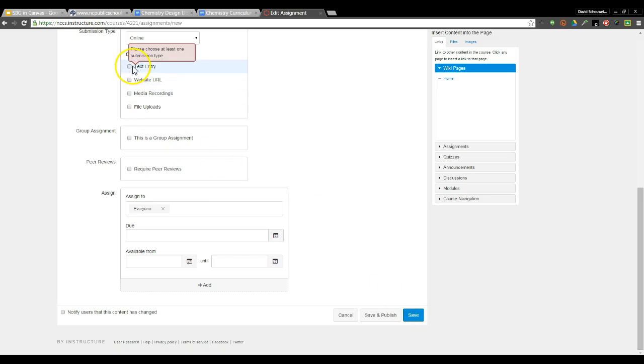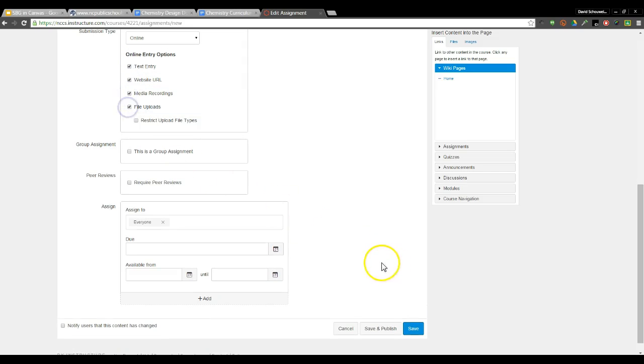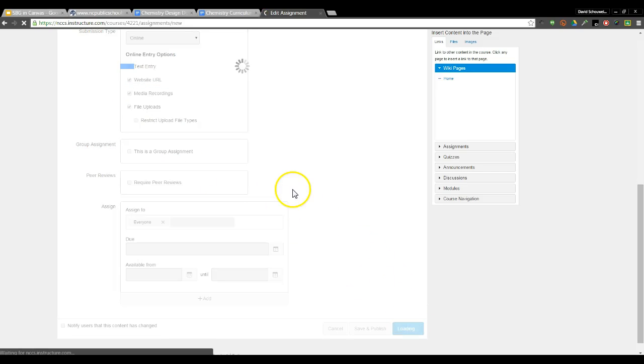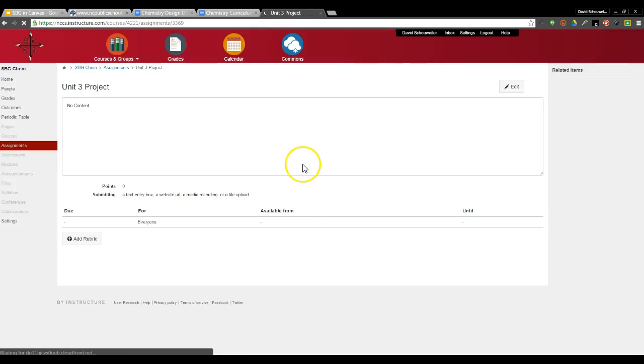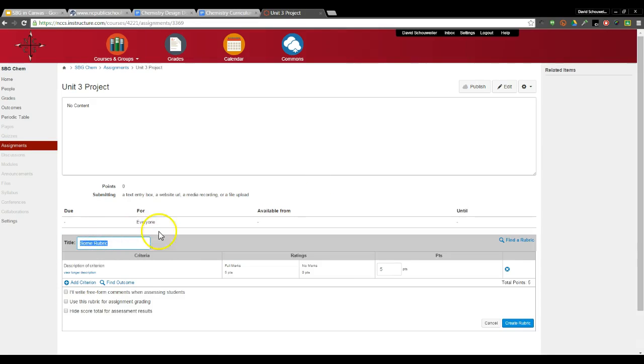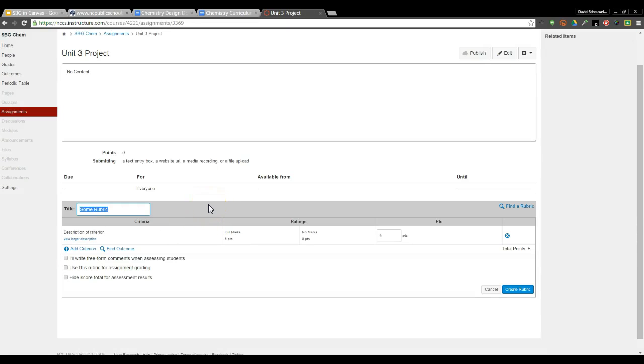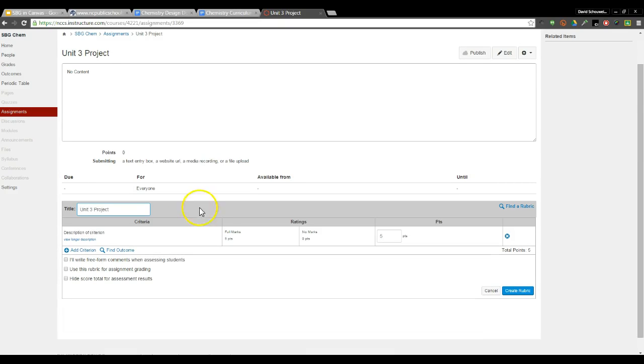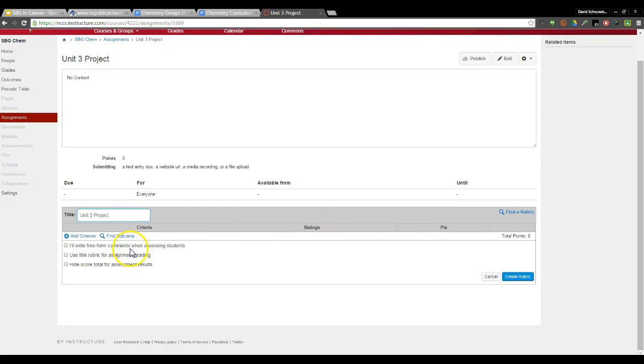Oops, I suppose I need to have some way of setting how my students are going to submit this. Okay, let's click Save. Now at the bottom there will be a button that says Add Rubric. So I'm going to go ahead and create a rubric, and you can call this rubric whatever you want, like the Unit 3 project. And by default, Canvas creates a new criteria for you, but I'm going to go ahead and delete that because I want to align this rubric with an outcome.